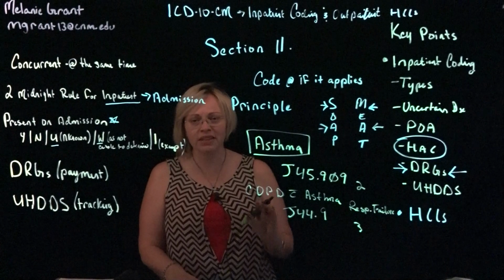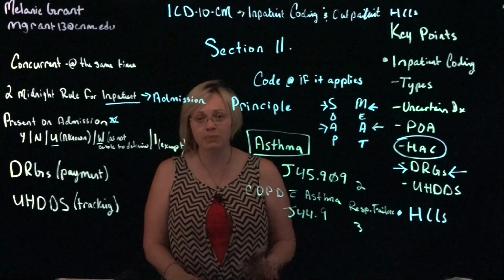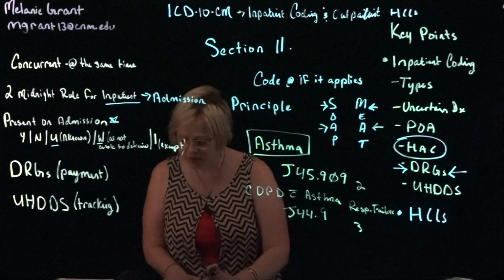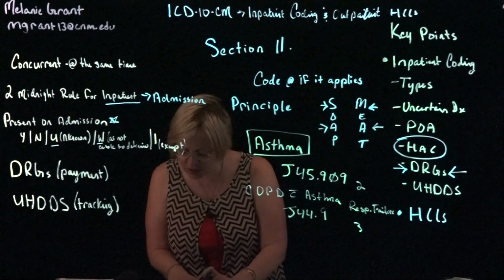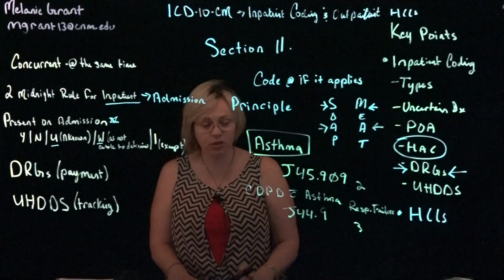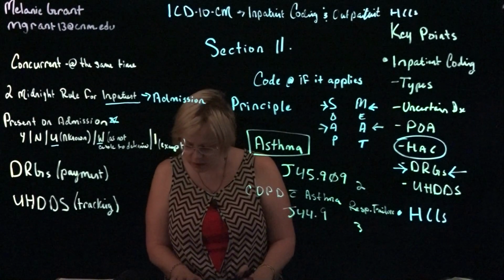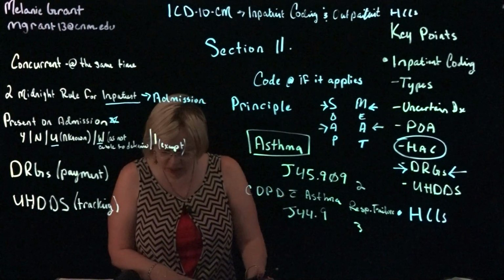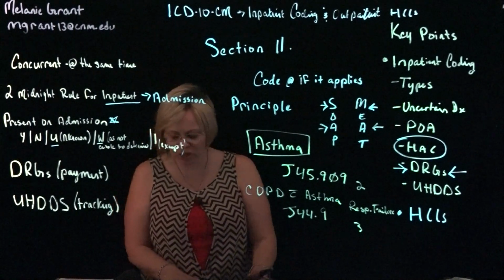But if we looked at the actual diagnosis and saw the specificity options, you have J44.0, which is chronic obstructive pulmonary disease, COPD, with acute lower respiratory infection, and COPD with acute exacerbation.